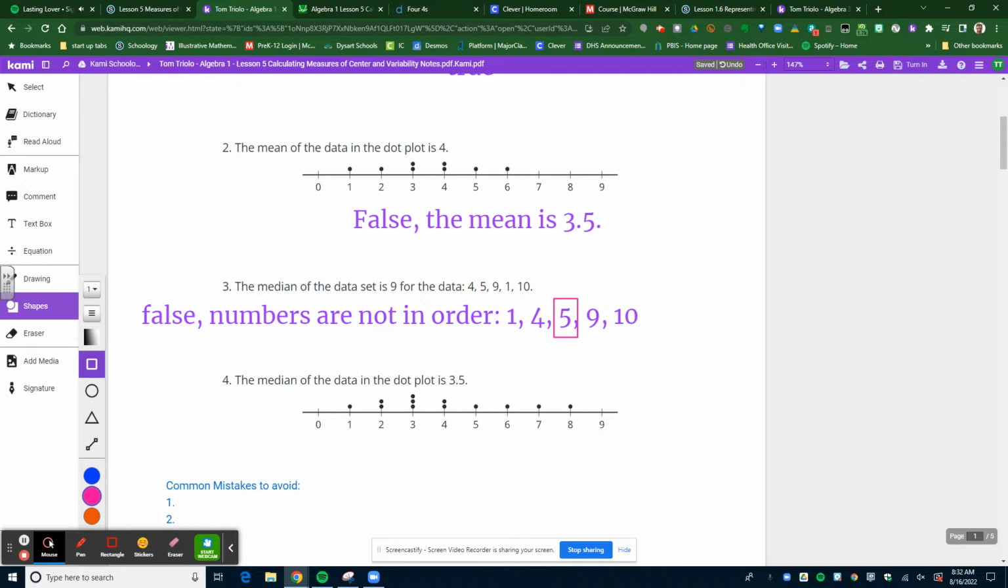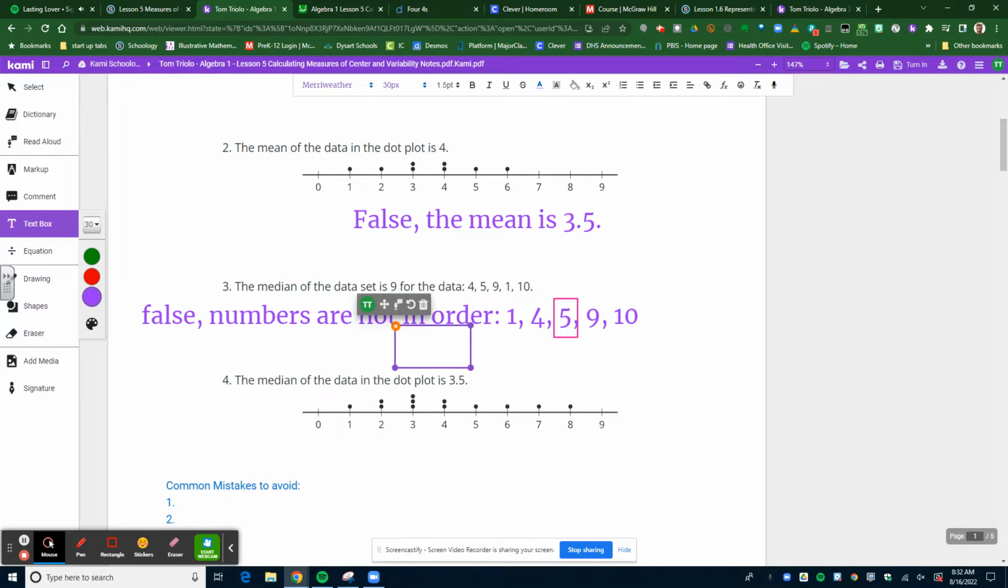Okay. So if you wanted to, you could even follow that up and just say median equals 5. And you don't have to do everything exactly the way I do. Okay? As long as you understand that the median is the middle number when they're in order. Okay? Last one, median of the data plot is 3.5.